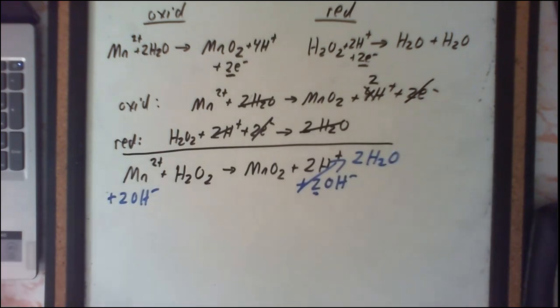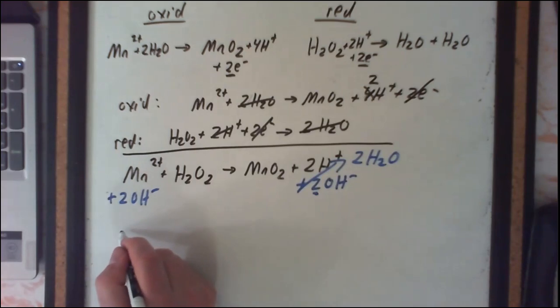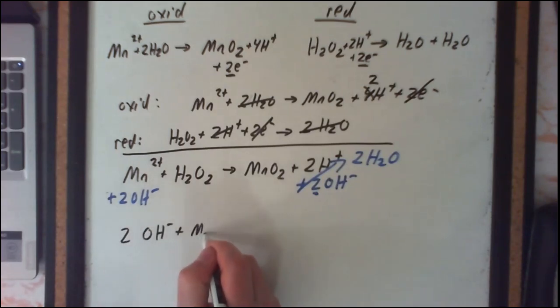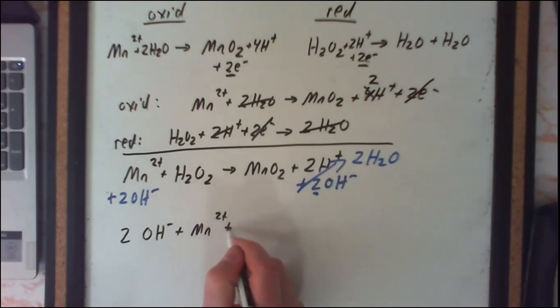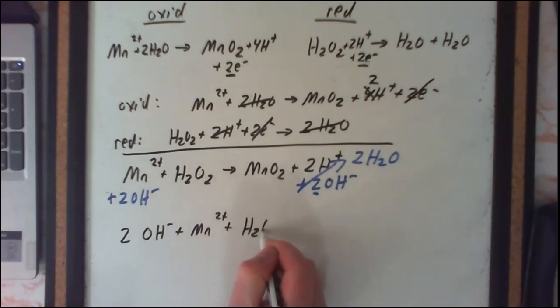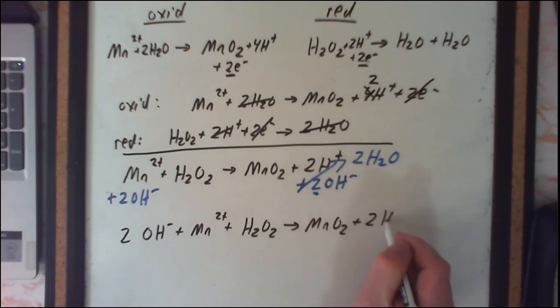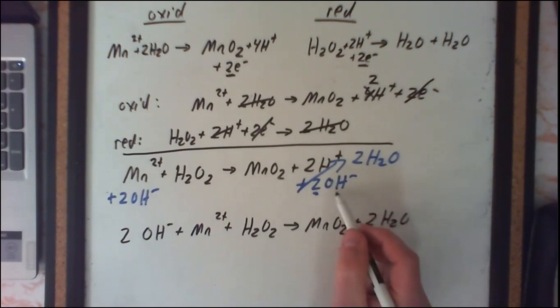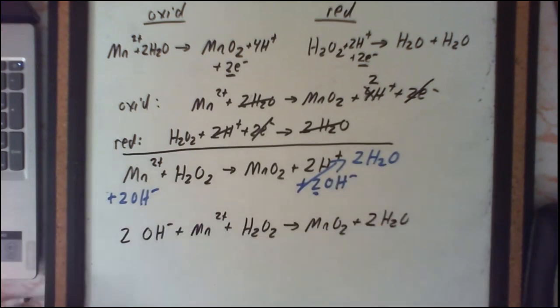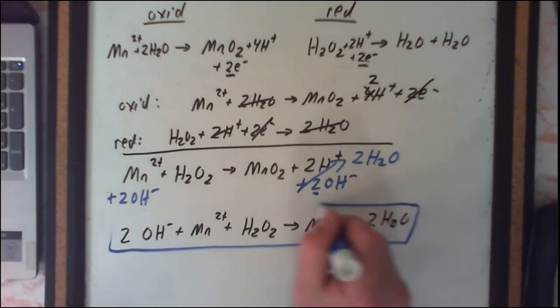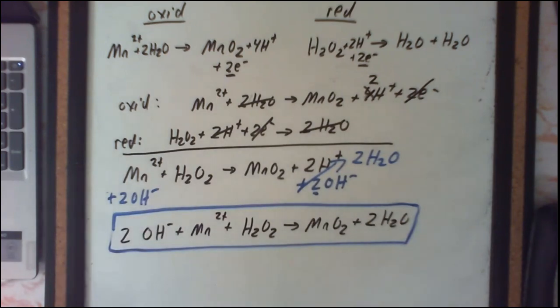So when I rewrite everything, what we're left with is this equation: 2 hydroxide ions plus Mn2+ plus hydrogen peroxide produces MnO2 plus the 2 water molecules that were formed when I added the 2 hydroxide ions to the 2 hydrogen ions. So this should then be my both mass and charge balanced redox reaction.